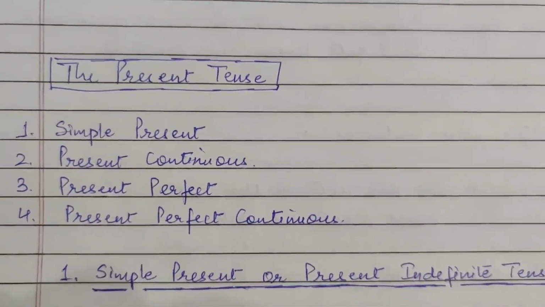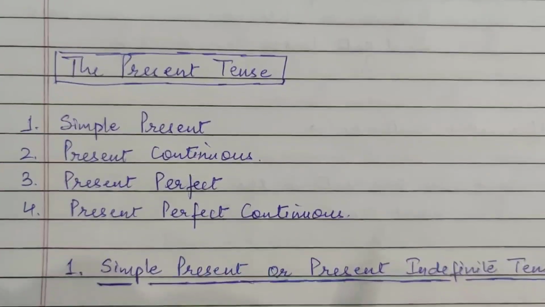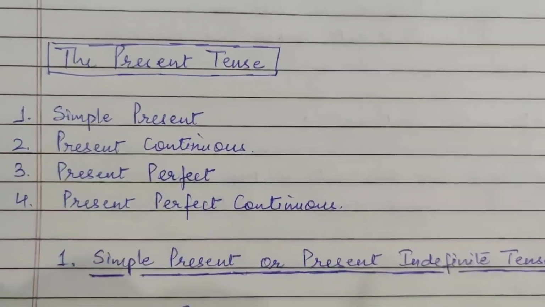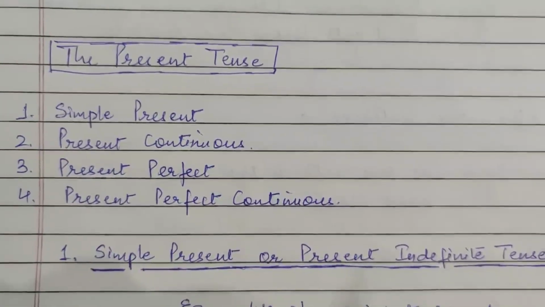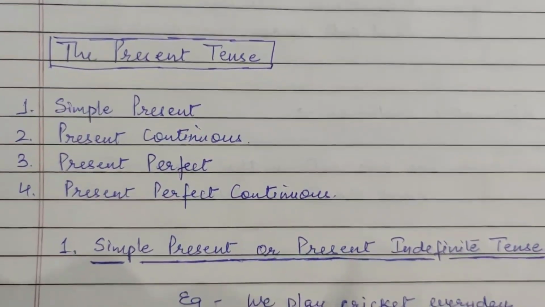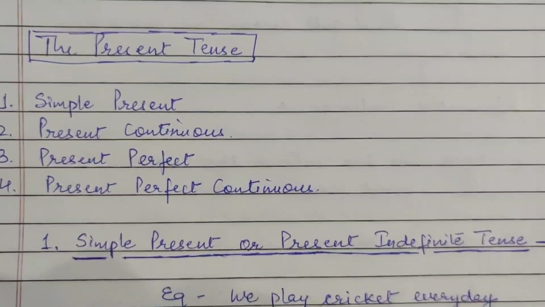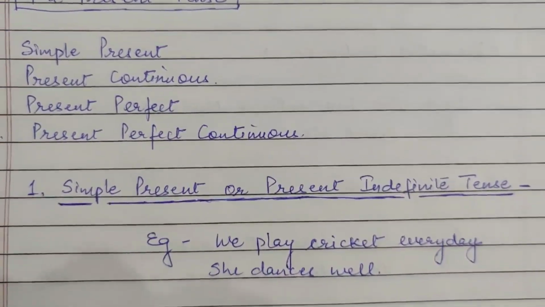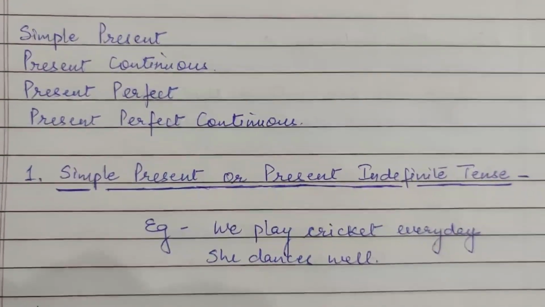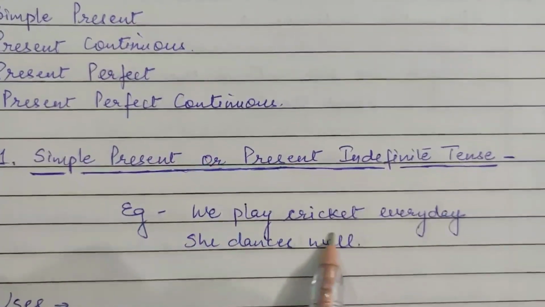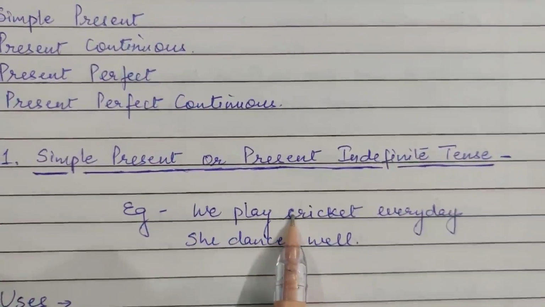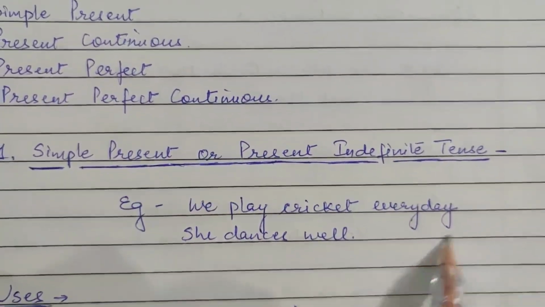Present tense is further subcategorized into four parts. First is the simple present, present continuous, present perfect, and present perfect continuous. Continuous tense is also known as a progressive. We can call it present progressive as well. Okay, so let's start with simple present or present indefinite tense. So here are some examples. We play cricket every day. She dances well. So in this, we can see that these are simple present tense.